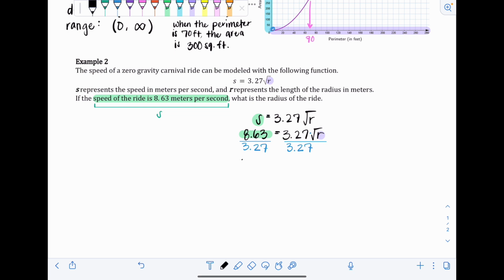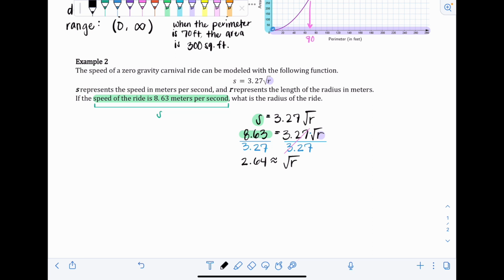So we'll say 2.64. And if you've never seen the little squiggly equal signs, that's usually what we switch out for if we say approximately, because I had to round, because it was like 2.63914 and so on, but that 9 rounds the 3 up to a 4. And then dividing the 3.27 by 3.27 cancels it out, so I'm just left with the square root of r.